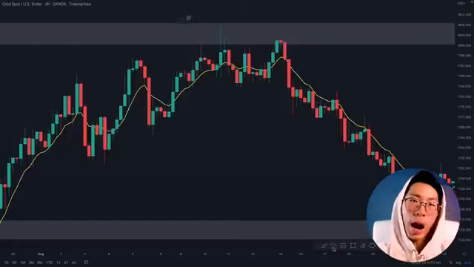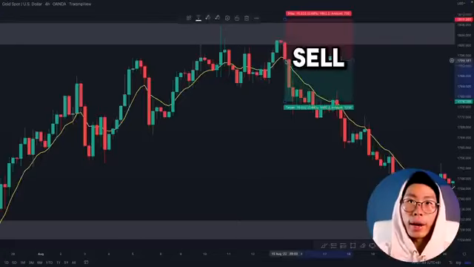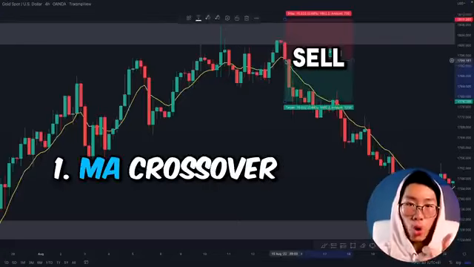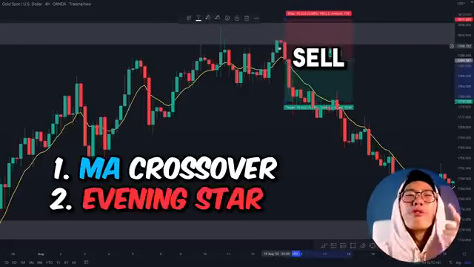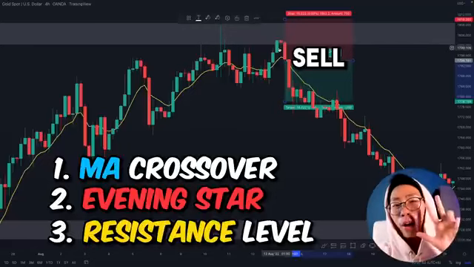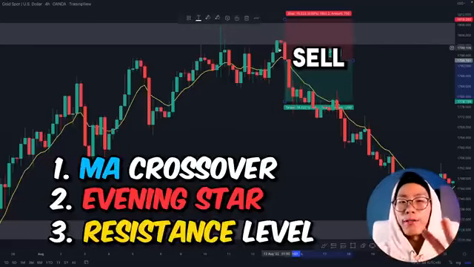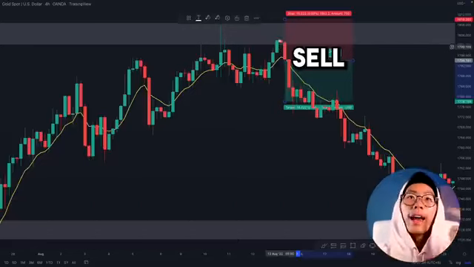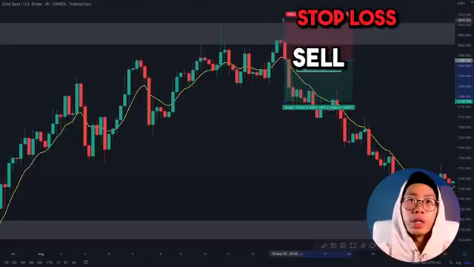So what I will do is that I will enter for a sell position right here when I see the moving average crossover, the evening star reversal candlestick pattern, and price is at a key resistance level. I got the 3 confirmations that I need, so I will enter for a sell right here. And I'll place my stop loss above this resistance level here.